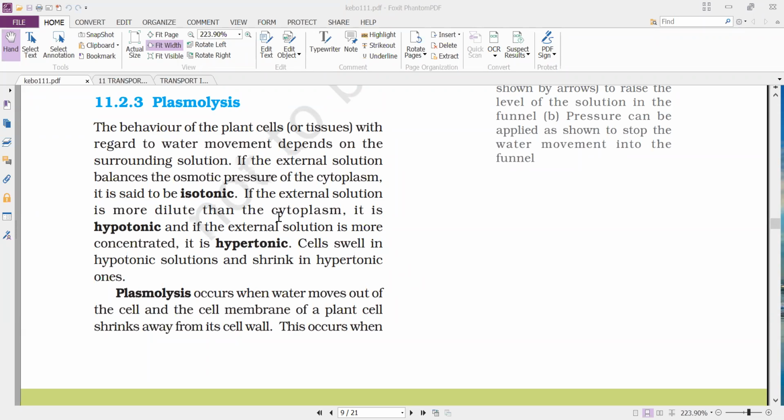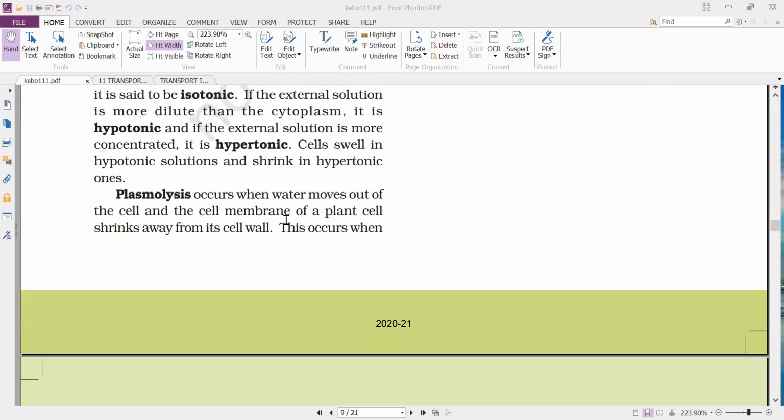At the same time, when you place the cell in a hypotonic solution, the water will enter into the cell, which is called endosmosis. So in isotonic solution, we don't observe any resultant change, but in a hypotonic solution, endosmosis will occur, and in a hypertonic solution, exosmosis will occur. And next, plasmolysis. What is meant by plasmolysis?